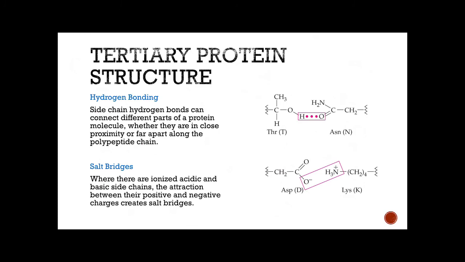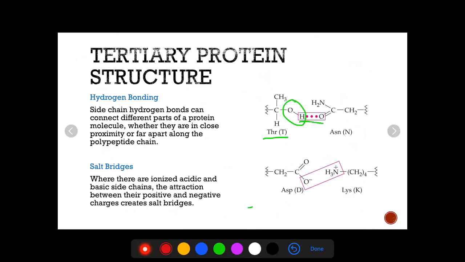Okay, and then salt bridges are ionic bonds that are formed between acidic and basic R groups in their ionized form. So the positive and the negative charge will form the ionic bond. Here we have aspartic acid and lysine. In its ionized form, aspartic acid has this negative oxygen right here, and then the lysine has a positive nitrogen or amino group. So it's able to form that salt bridge because it has that positive and negative charge. So we're forming an ionic bond between these two atoms.